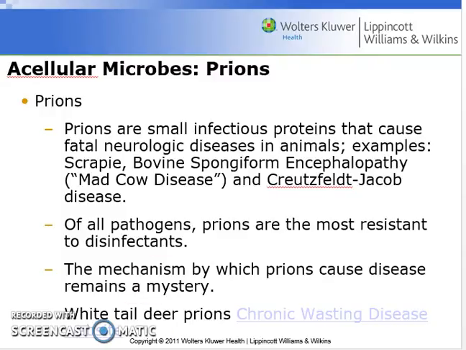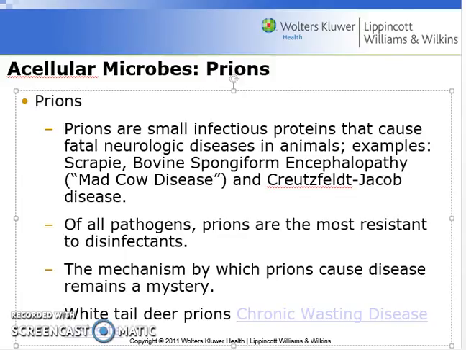So again, we don't really know how diseases are caused, but we do know that infectious agents, particles that come in the form of prions, do so because they cause normal proteins in the body to conform to the infectious prion's conformation. And there's a specific prion that is specific to white-tailed deer.